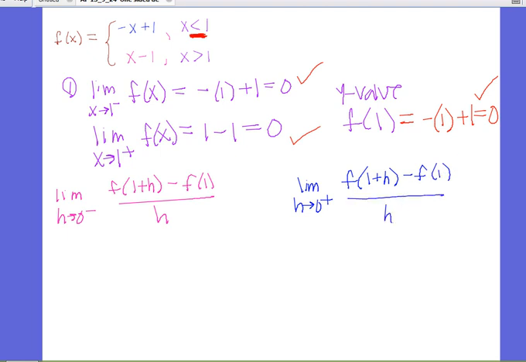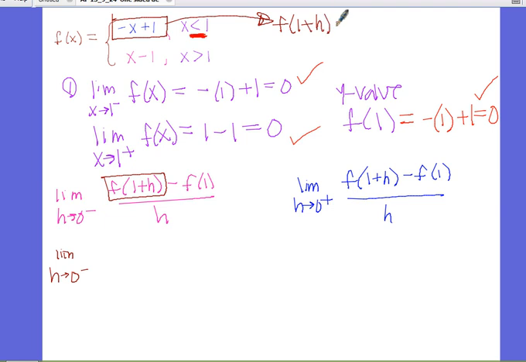This problem is a little bit simpler because of what we have for f of 1, but let's go through the limit as h goes to 0 from the left. So for this function here, we're using the left function here. I'm going to come over here to do it. F of 1 plus h would be negative 1 plus h plus 1. And that's what I'm going to put down here. Negative 1 plus h plus 1. The rest of it though, minus f of 1. F of 1 was 0.